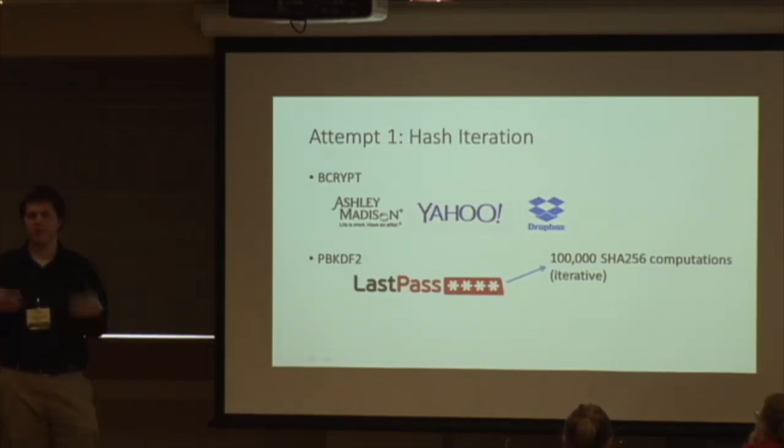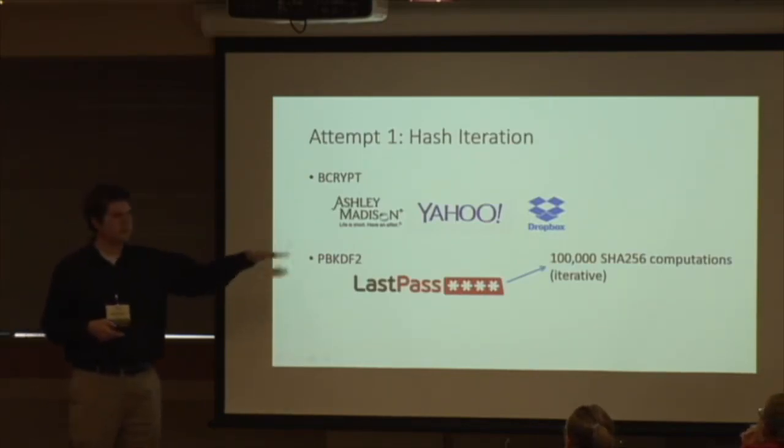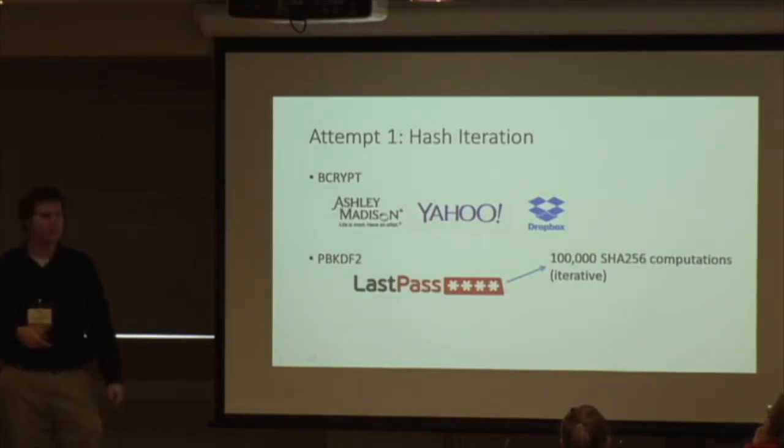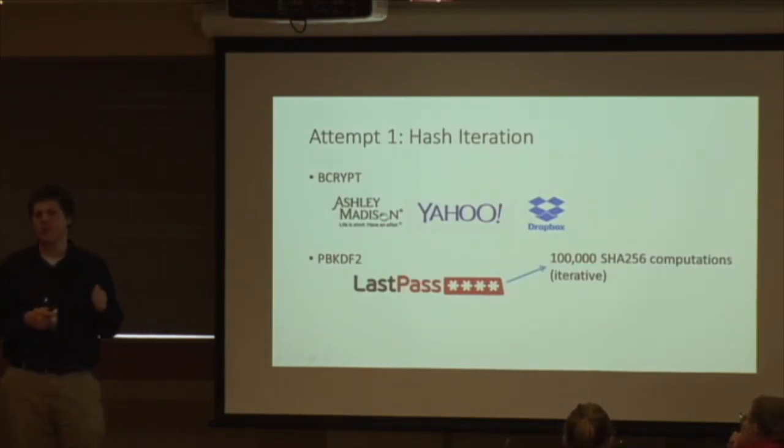So instead of computing this function once, you compute this function, and then you garble the garbled result, and then you garble the garbled result again, and you repeat 100,000 times until you get some super garbled result, and that's your final string. All right, so this is 100,000 SHA-256 computations just to compute the password hash.